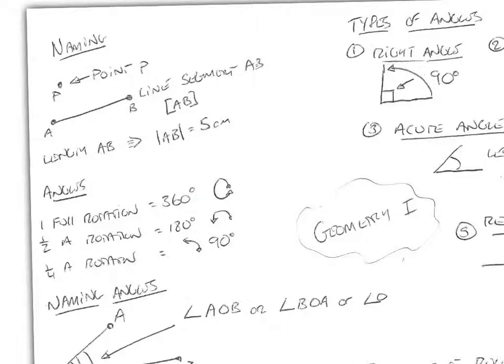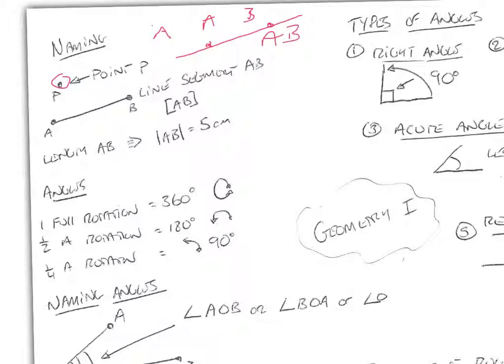Okay, so let's start by looking at the naming conventions in geometry. A single dot represents a point, like the point P or the point A and so on. A line with 2 points on it, A and B, is the line AB. So AB is a line.